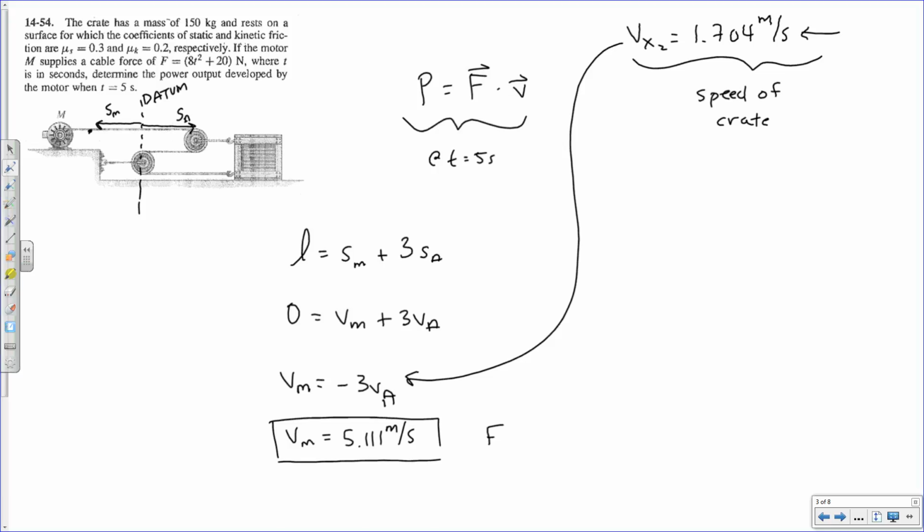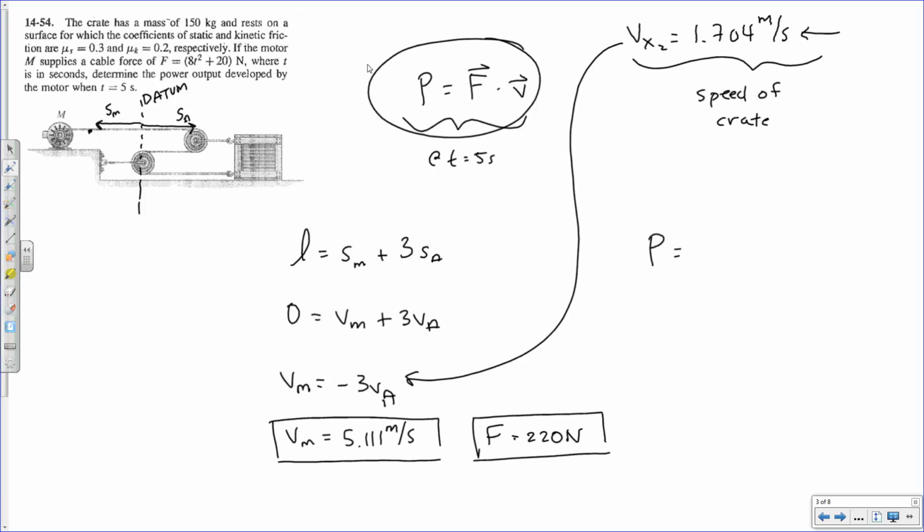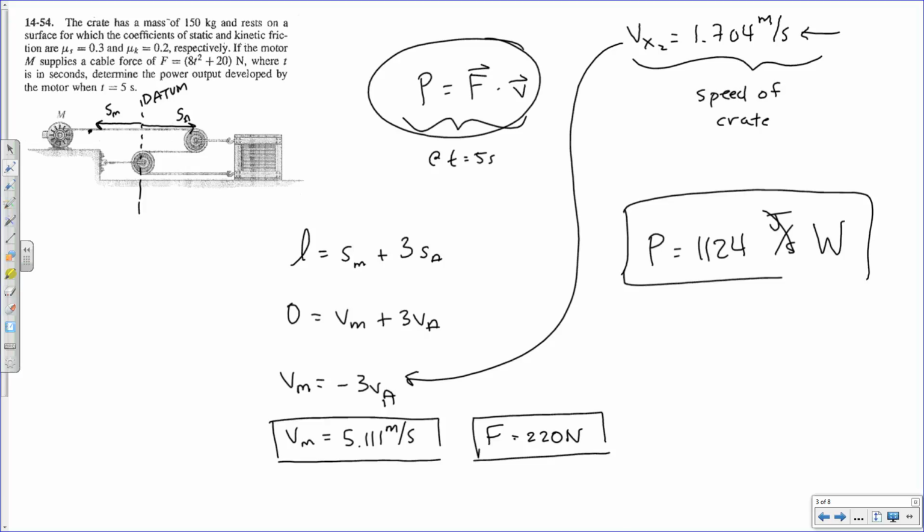The force at that instant, at 5 seconds, we said was 220 newtons. We solved that long ago. The product of force and speed is going to give you your power. The power turns out to be 1124 newton meters per second, or joules per second, or big W for our homeboy, Mr. Watt there. And that's how we can solve the problem.